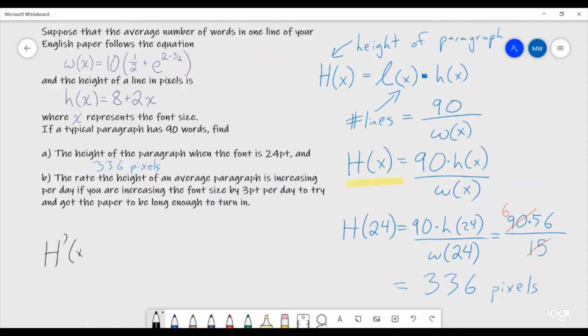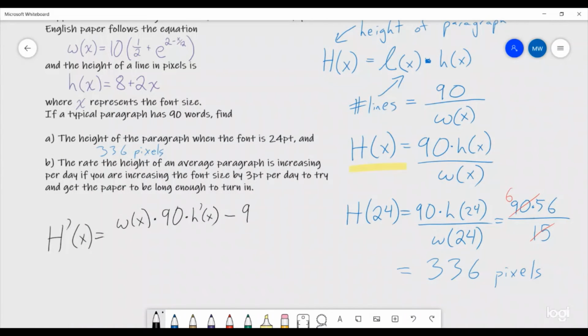Well, h prime of x, this is going to be a quotient rule problem. So we have low d high, so that'll be w of x times the derivative of the top, 90 times h prime of x, minus high, 90 times h of x, times the derivative of the bottom, w prime of x, all over w of x squared. And now we can plug these different pieces in.